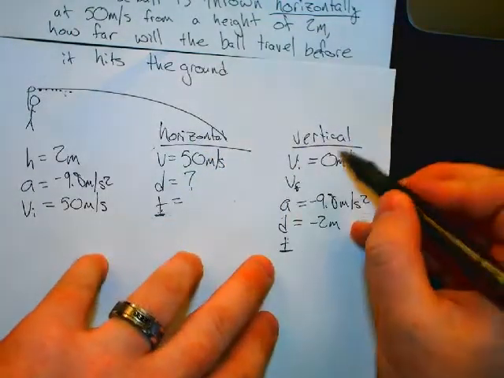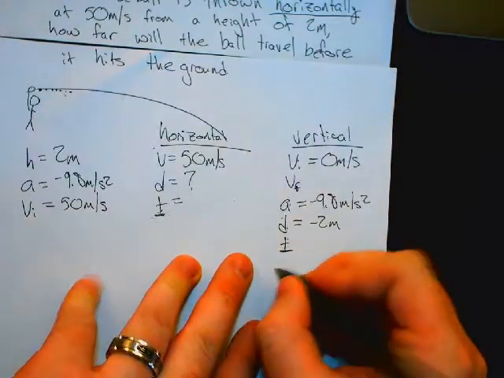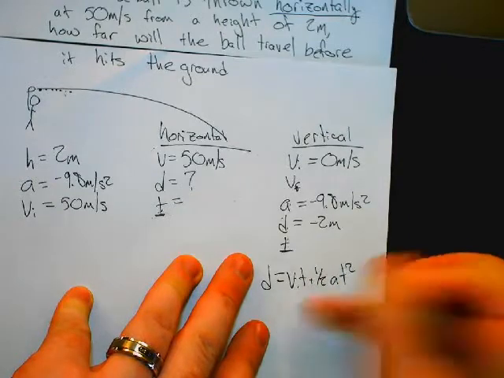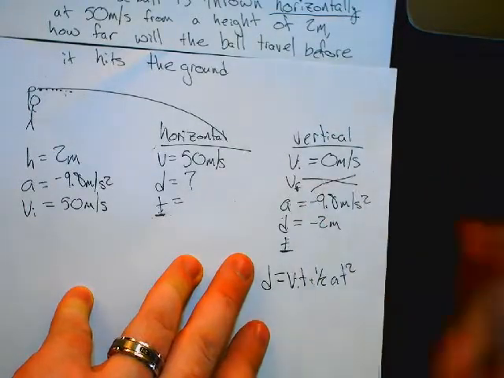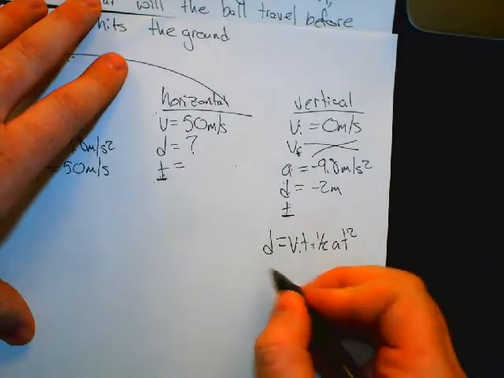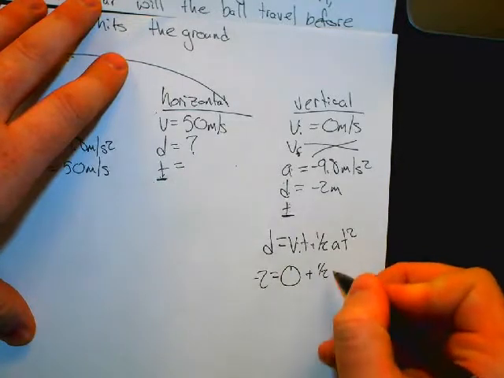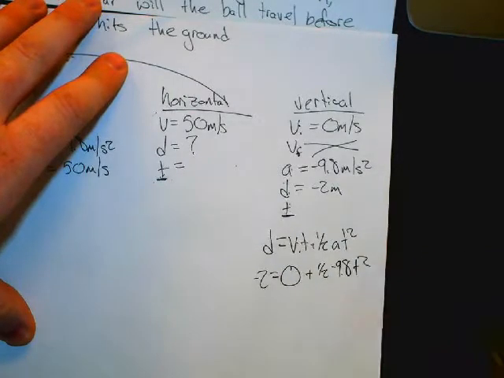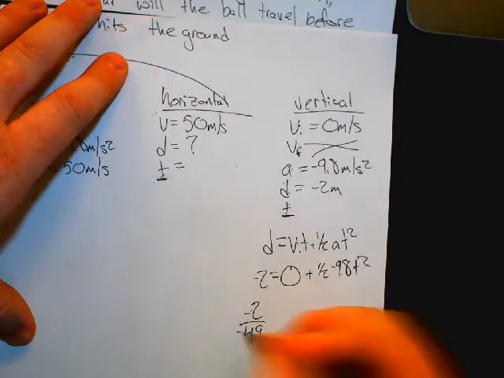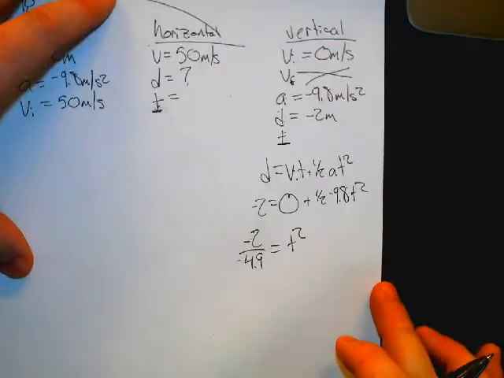Okay? So, over here, if I've got VI, A, and D, and I'm trying to find T, I'm going to use D equals VI T plus 1/2 A T squared. I picked that one because I don't have and don't care about VF. Okay? So negative 2 equals 0 plus 1/2 times negative 9.8 T squared. Negative 2 over negative 4.9 equals T squared. And what is the total time that the ball is in the air?